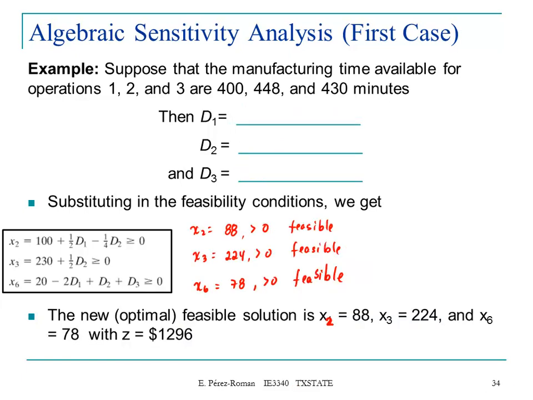Now suppose that instead of changing that to 480, 440, and 400, we use these capacities. If you perform the same analysis, then you will find out that x2, x3, and x6 are greater than 0, which keeps the solution feasible. So the new optimal feasible solution is x2 equals 88, x3 equals 224, and x6 equals 78. Any questions? Okay, so again, we are looking at changing the capacities in our model and seeing how those capacities affect our optimal solution.